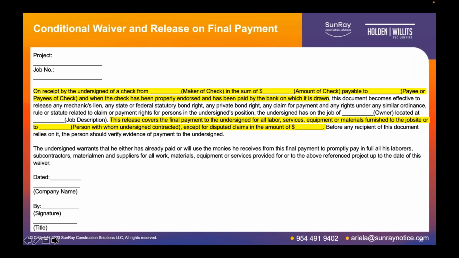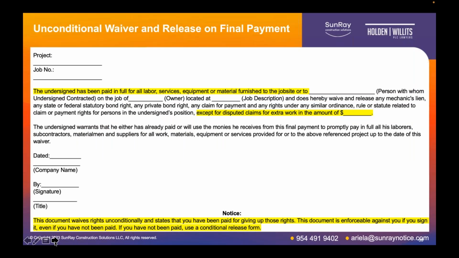But as opposed to the progress waivers, if you look at the next highlighted section I have here, it says this release covers the final payment to the undersigned for all labor, services, equipment, or materials furnished to the job site, except for disputed claims in the amount of X. So whereas the progress waivers were waiving lien rights through a certain period of time, this is waiving lien rights as to all labor and services and equipment furnished to the project, except for any carve out of disputed claims that are mentioned.